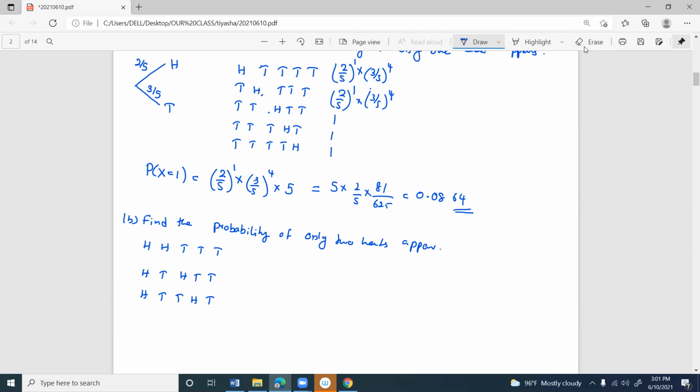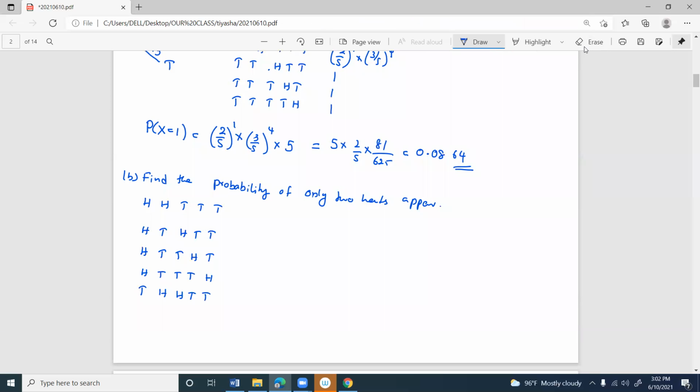Then head, tail, tail, head, tail is also possible. Head, tail, tail, tail, head is possible. Again, tail, head, head, tail, tail is also possible. Tail, head, tail, head, tail, like that. There are a lot of combinations. Now you can see the probability here: 2/5 to the power 2 times 3/5 to the power 3. This one is also the same.